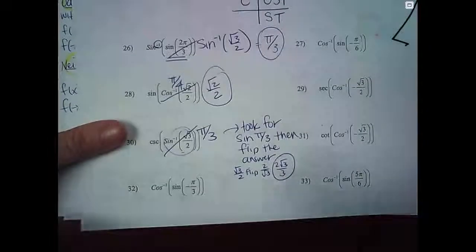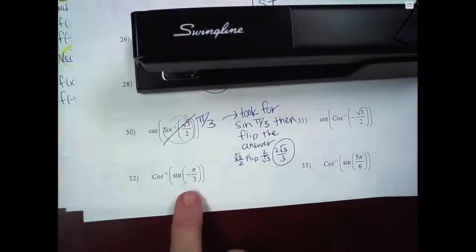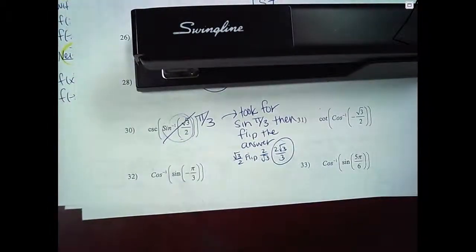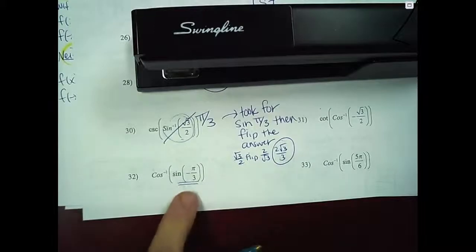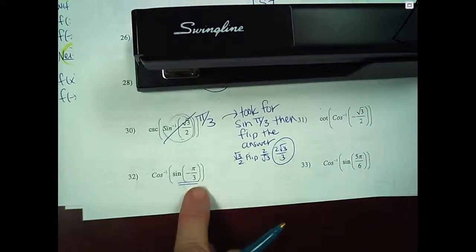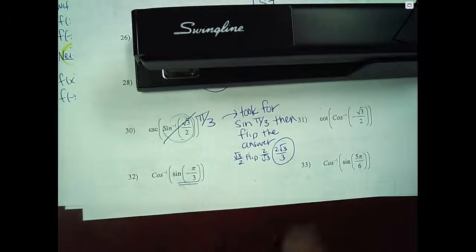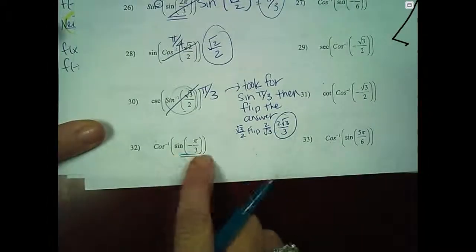Okay, look at 32. Try it. 32 says sine. You're allowed anywhere you want. There's no restriction. There's no negative 1 there. So sine of negative pi over 3. What does a negative pi over 3 mean? Instead of going up, we go down. So let's find that first. Y, that's sine. Y is sine of negative pi over 3.